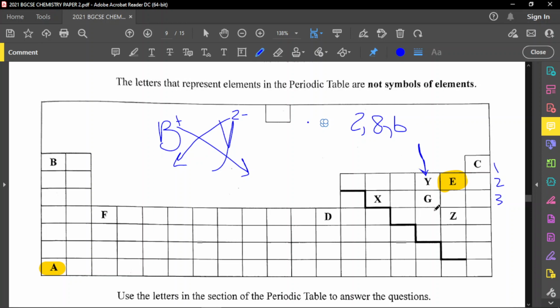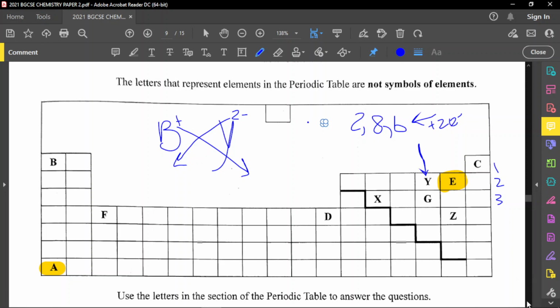So if G is in group 6, period 3, and the period is based upon number of shells, so we have 3 shells. First shell holds maximum of 2, then 8, then maximum of 8 again. So we know if 6 is on the last shell, it will gain 2 electrons to become 8. So the ion of Y will gain 2 electrons, 2 plus. Remember now, it gains 2 electrons to become 8. So therefore, it's going to be 2, 8, 8.